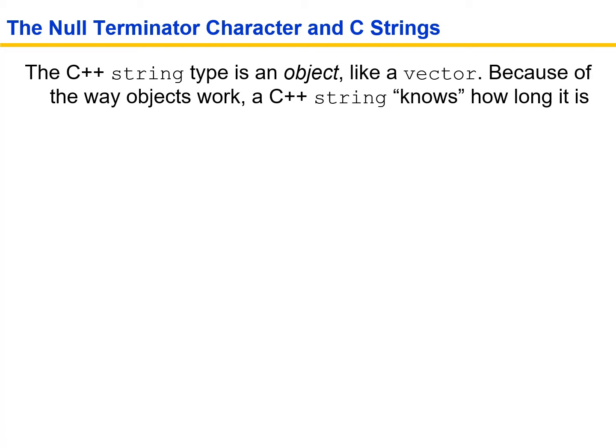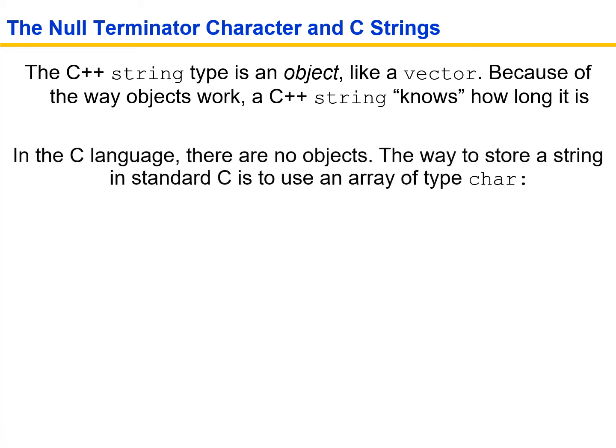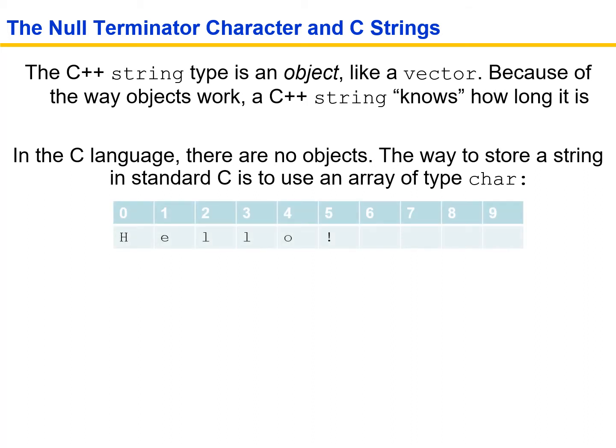Okay. The C++ string type, what you've used so far for strings, is an object, very much like the vector type that we've used, okay? Because of the way objects work, a C++ string knows how long it is. It has data embedded in it that stores its length. In the C language, there are no objects, okay? That's what the plus plus for C++ comes from. The way to store a string in standard C is just an array of type character.